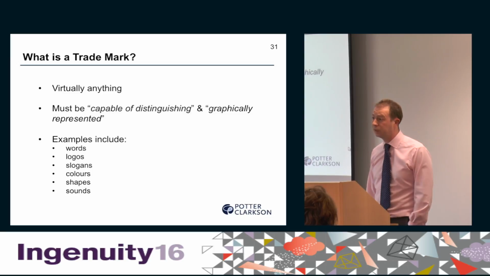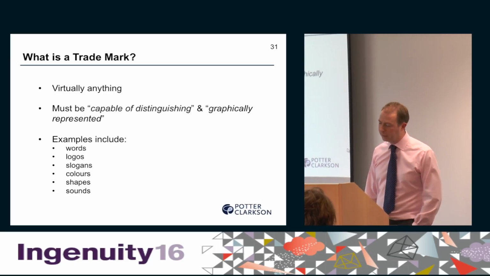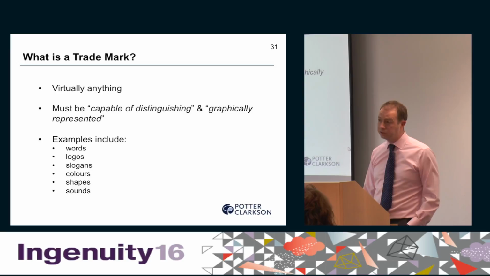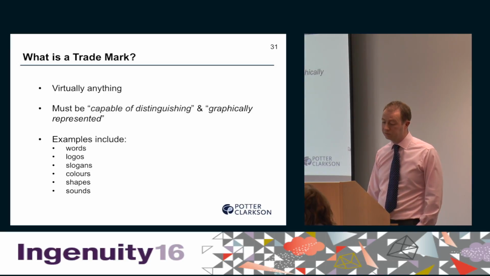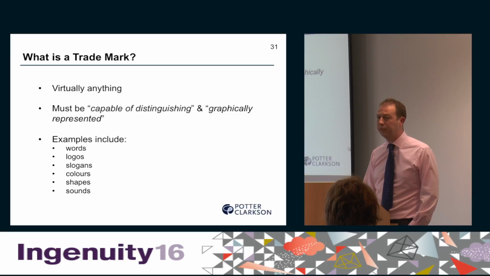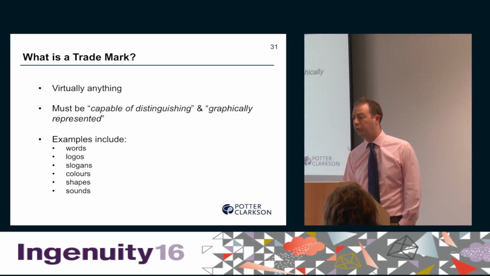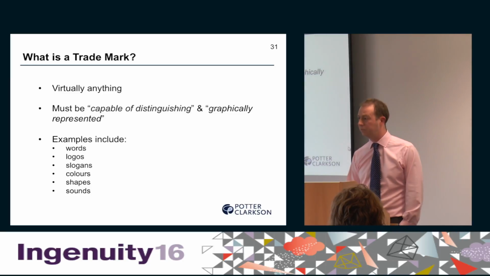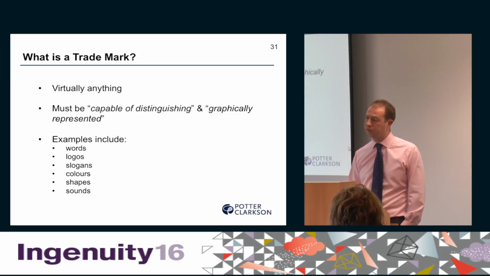So what is a trademark? Virtually anything, as long as it's capable of distinguishing your goods or services, and it must be capable of being graphically represented. So examples include, and I'll flash up a few slides with example trademarks, words, logos, slogans, colours, shapes, sounds. So colours, for example, I believe BP has trademarked the colour green for petrol station forecourts. Pretty broad protection, clearly, but they built up a reputation in green petrol station forecourts, and now they can stop anyone else making theirs green.